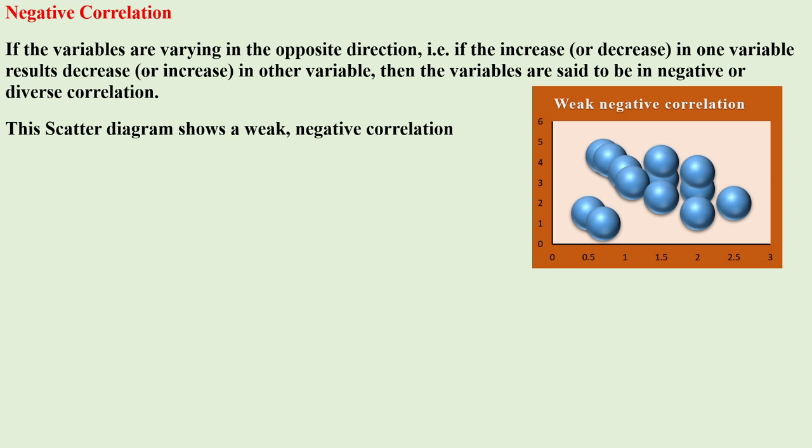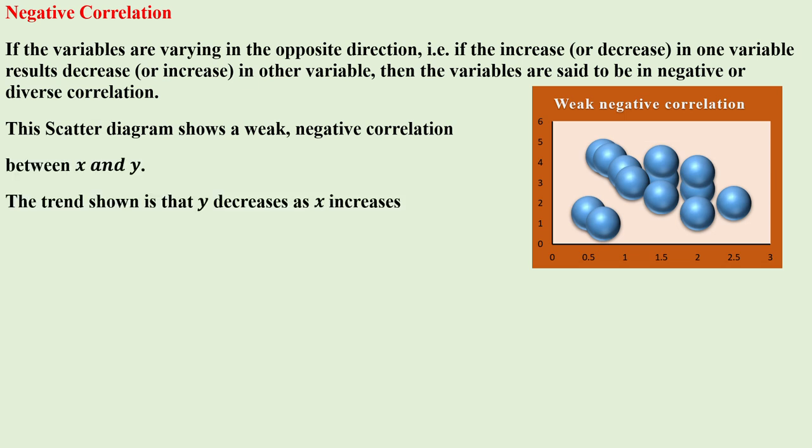The scatter diagram shows a weak negative correlation between x and y. The trend shown is that y decreases as x increases, but the points do not lie close to a straight line. It is not a straight line, but the relation is that as x increases, y decreases. The diagram is showing that.